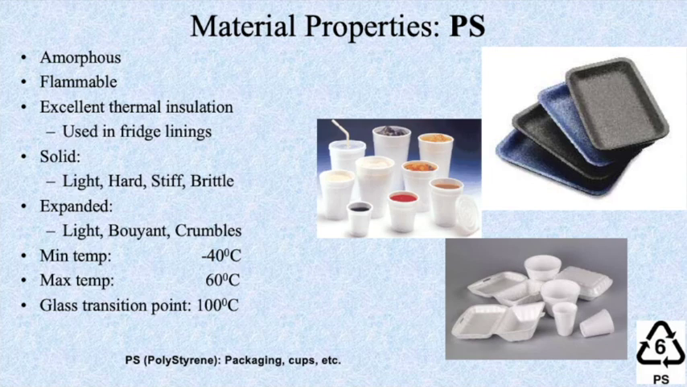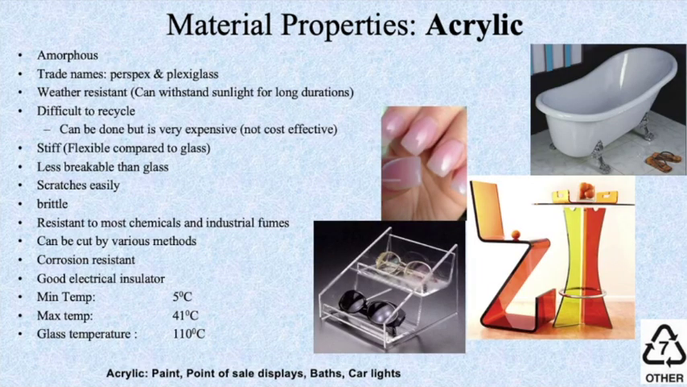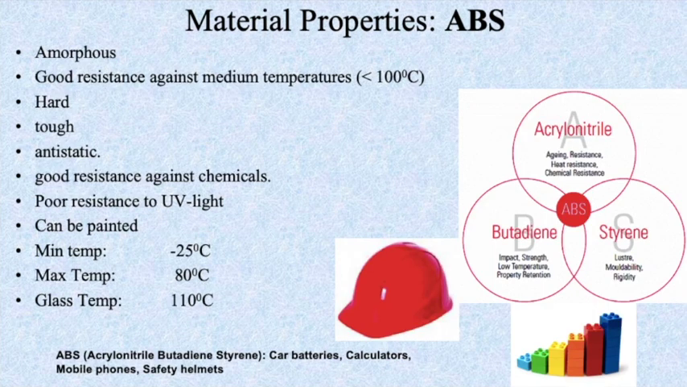Recycling number 6. Acrylic. We are familiar with acrylic. Again, very rigid, suitable for these applications because of these properties. Brittle type of polymers. Recycling number 7, that one. ABS, acrylonitrile butadiene styrene, used to make hard hats or Lego. Again, suitable because of this set of properties.